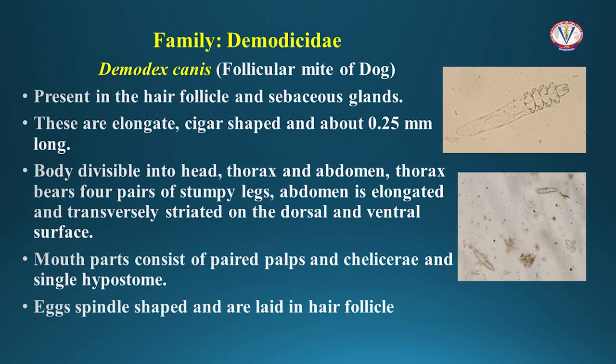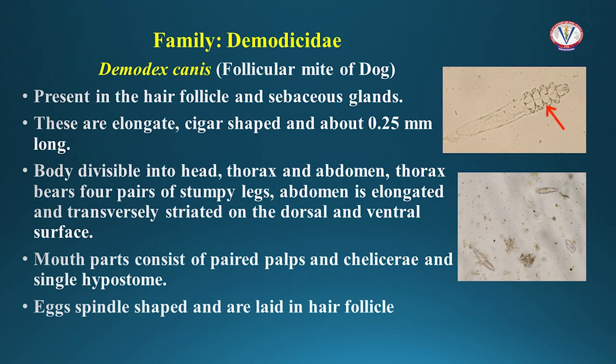Mange mites, family Demodicidae, Demodex canis, or the follicular mite of dog. This is generally present in the hair follicles and sebaceous glands. They are elongate and cigar shaped, around a quarter of a millimeter long. Body is divisible into head, thorax and abdomen.